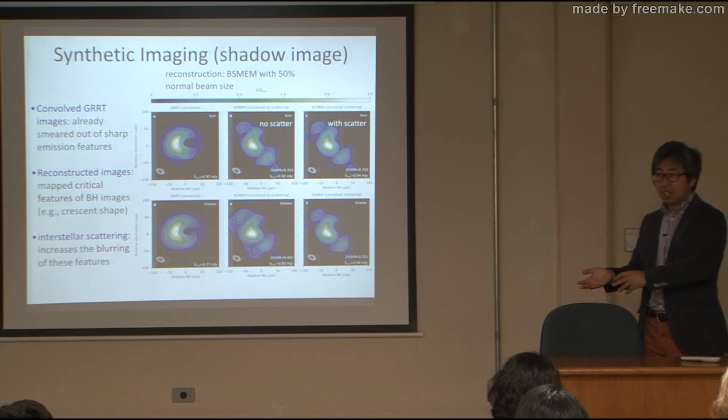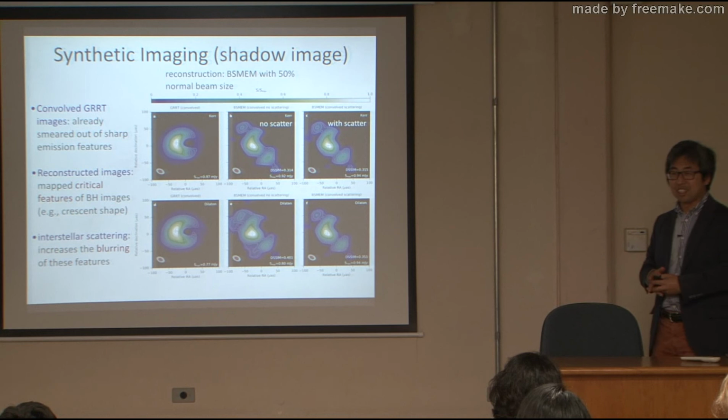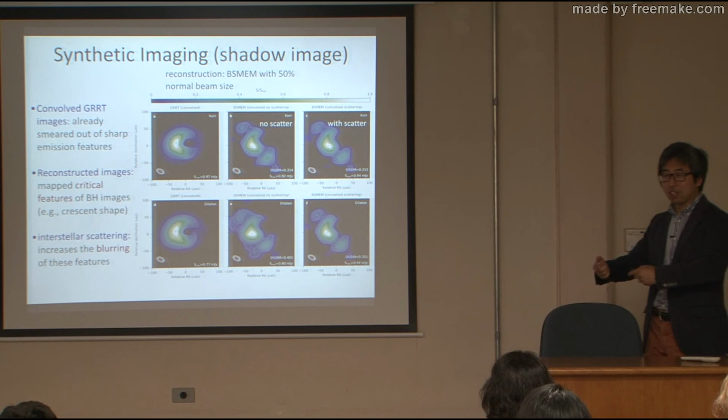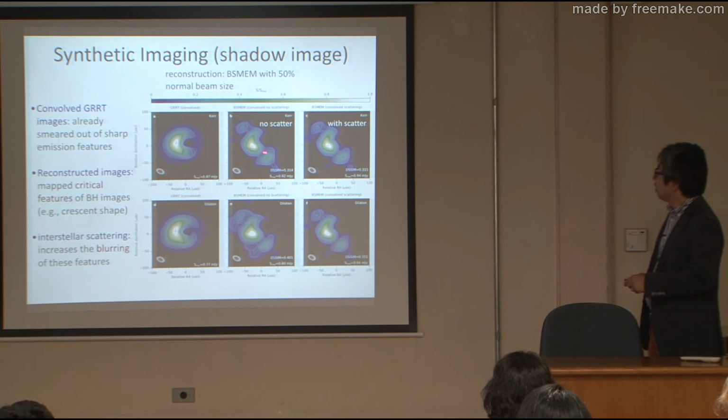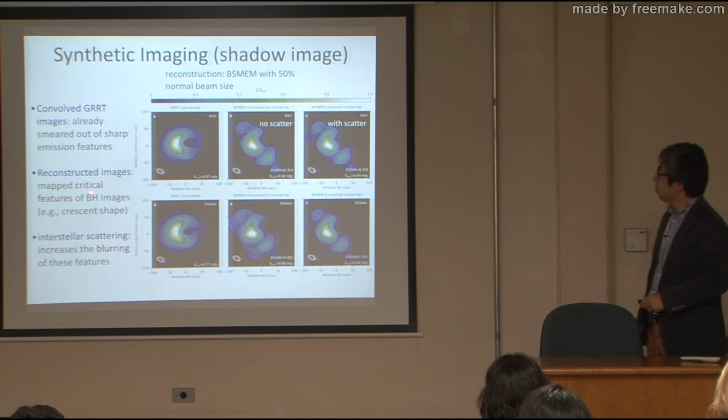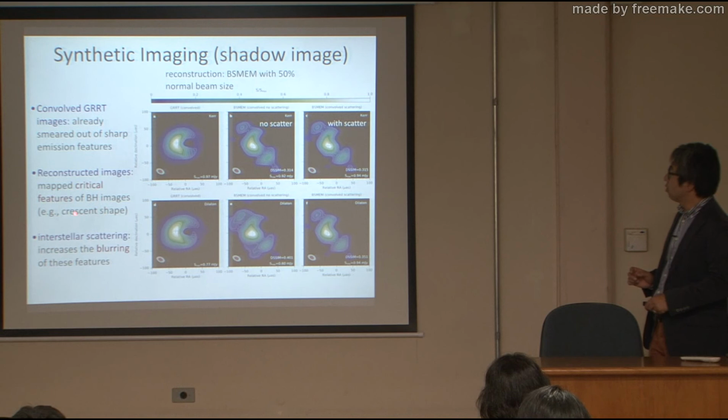If you know about radio data analysis, you know what the UV plane data, the visibility data, is, and how to reconstruct this kind of image with a Fourier transform. We do this for the non-scattering case and the scattering case, and we see very similar values. We can also show some other values, but the results are very similar. So the reconstructed image keeps the critical feature, still keeping the crescent shape of the black hole shadow, but we cannot see a difference between the two.